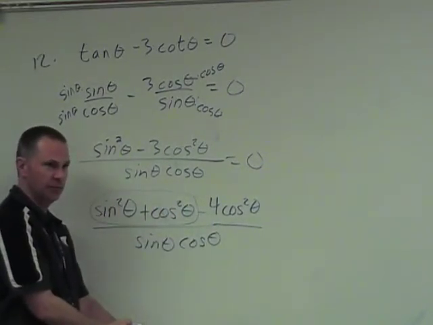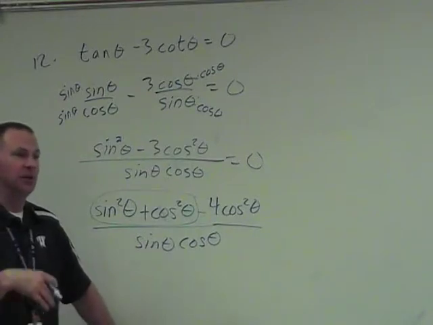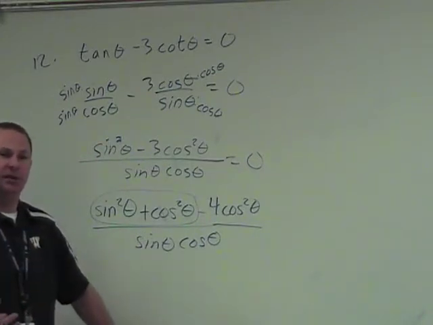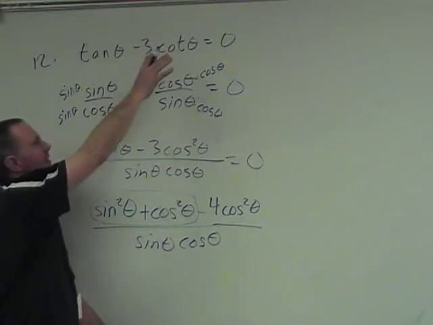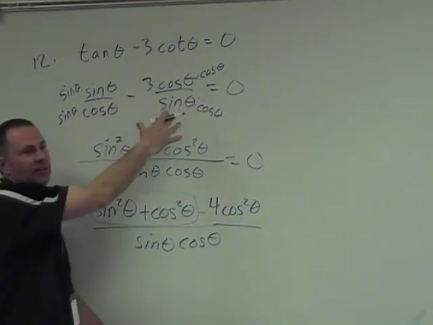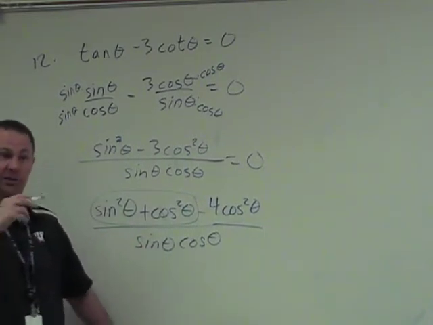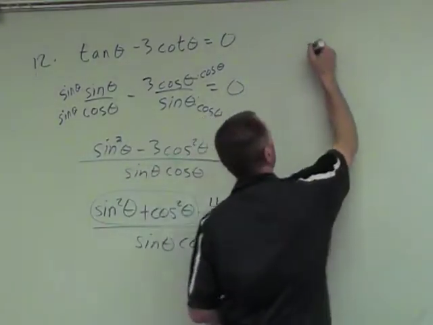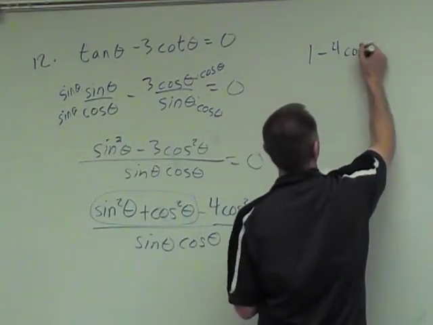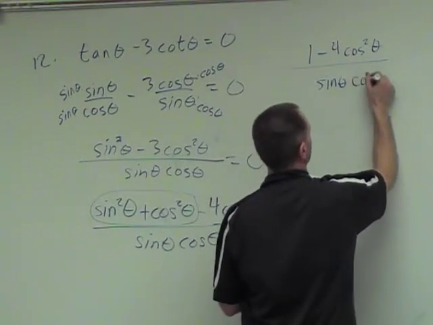So far, so good. Doesn't look like it's helpful. And guys, this is really hard to do, but you have to think outside the box. There is nothing to do up here, so we changed it, and it looks like it's getting worse, but you don't know that. Remember, sometimes it looks like it's getting worse before it gets better. We have 1 minus 4 cosine squared of theta all over sine of theta, cosine of theta.